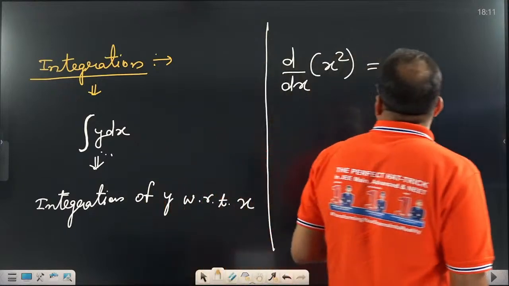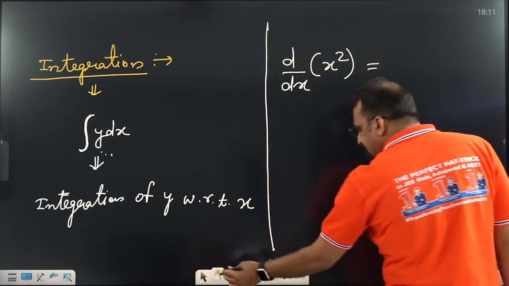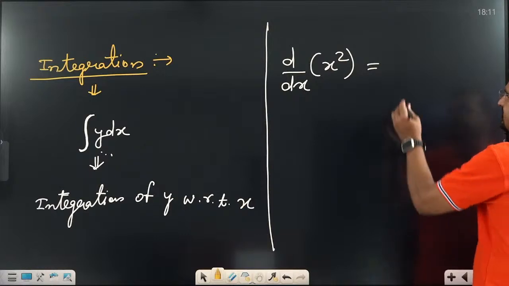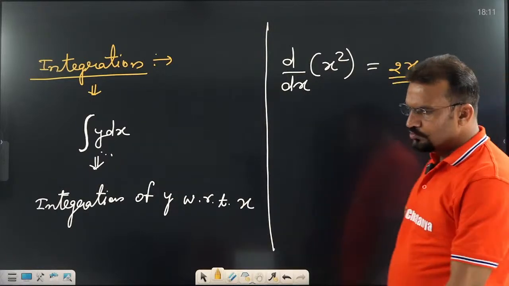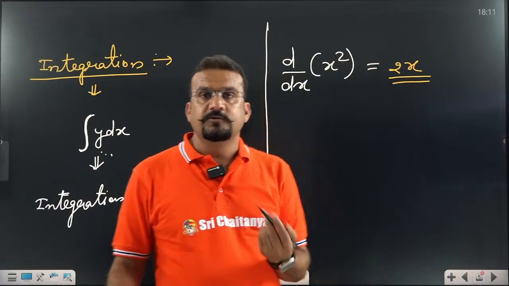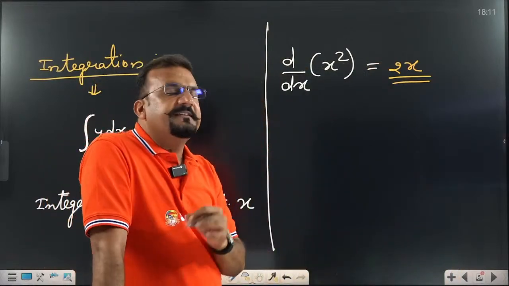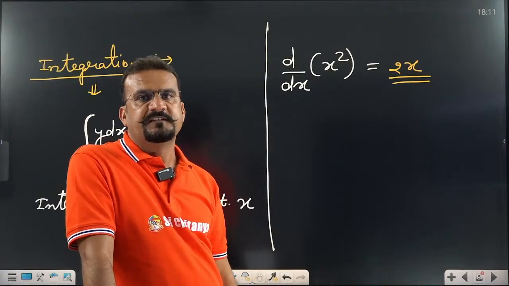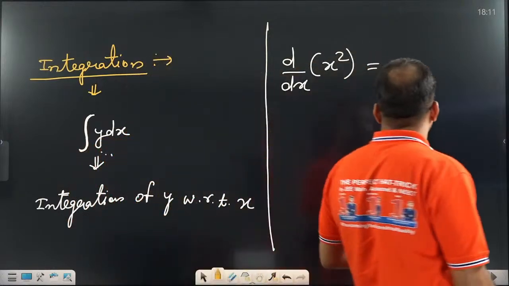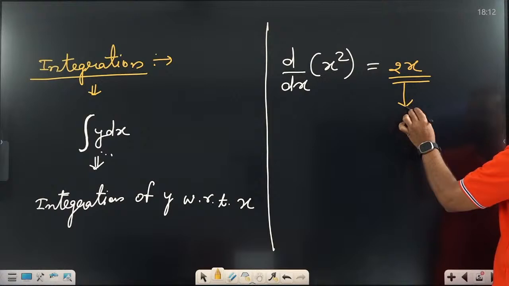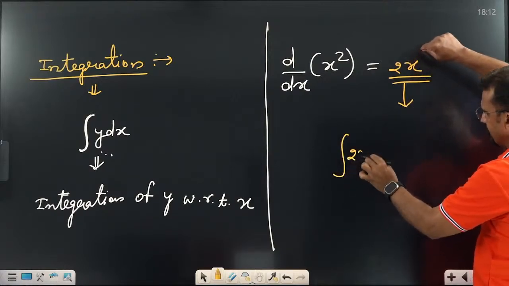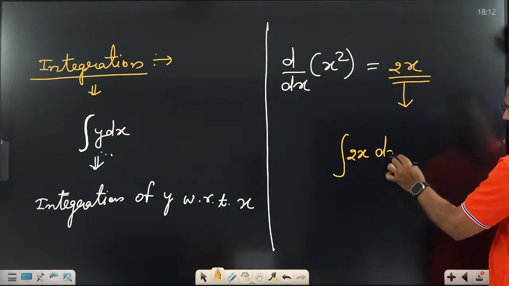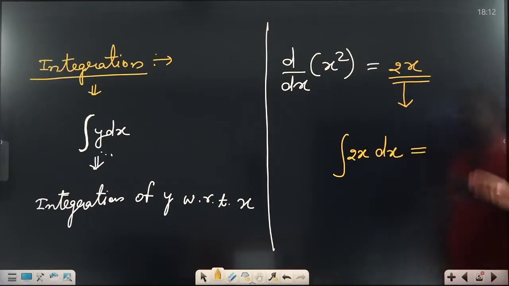Yes, that is, if we differentiate x square with respect to x, then the differentiation is going to be 2x. What I told you, integration is the reverse process of differentiation. Then what is the meaning of this? If we integrate 2x with respect to x, then what is the answer? X square. Are you getting this point?